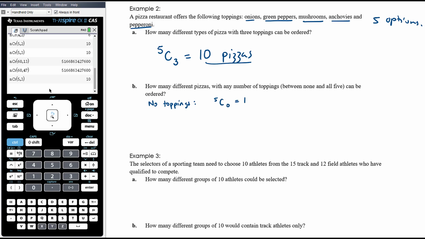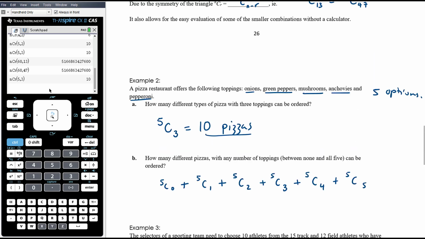If we have 1 topping, it's going to be 5 choose 1, which will be 5. If we have 2 toppings, it's going to be 5 choose 2, which will be 10. And so we're going to need to go all the way up to the 5 toppings. So what we're essentially saying here is that we could have no toppings, plus we could have 1 topping, plus we could have 2 toppings, plus we could have 3 toppings, plus we could have 4 toppings, or we could have 5 toppings.